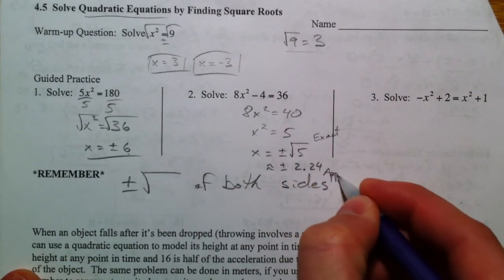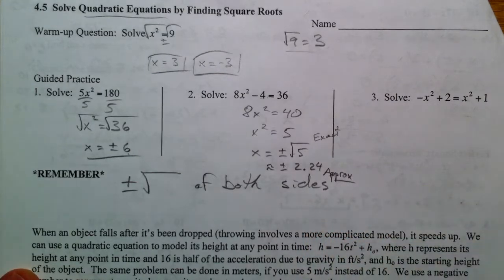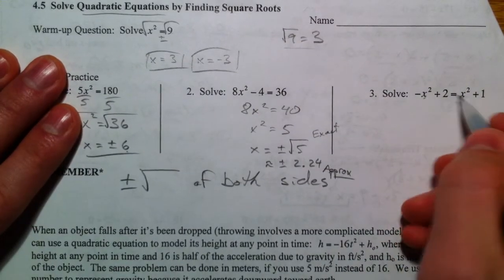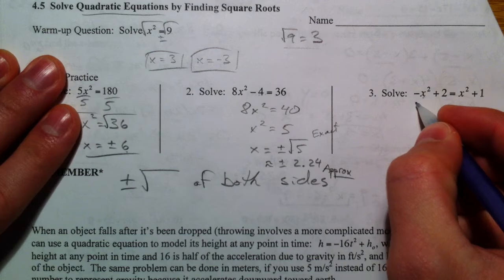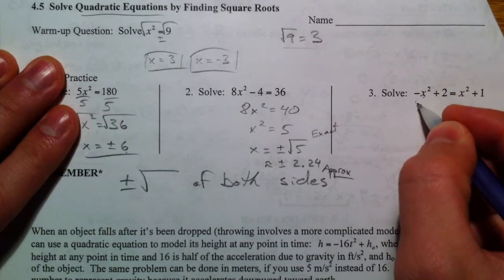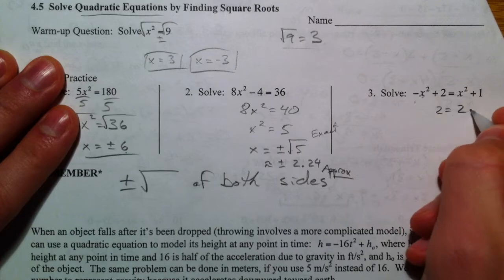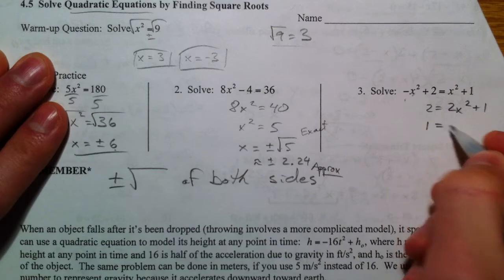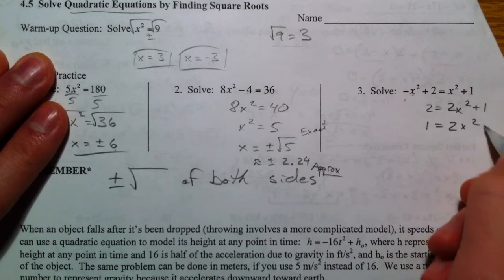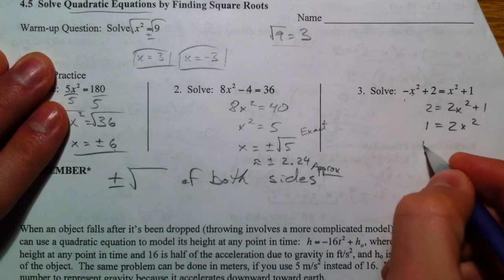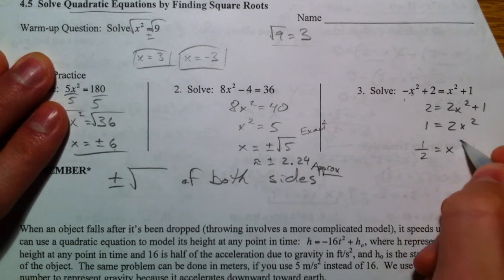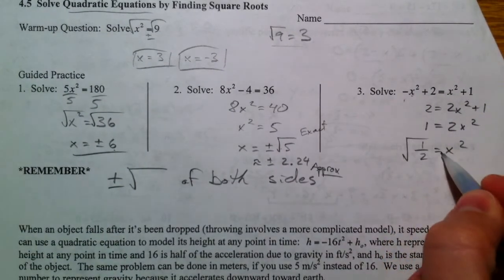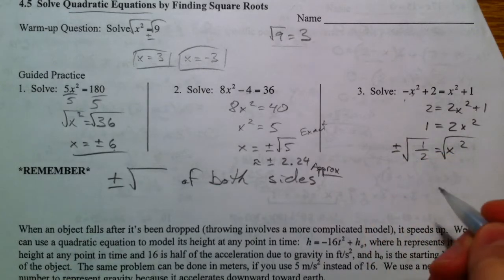We'll have times where we ask for both, because I'm going to show you how to find approximate answers graphically as well. So for this one, x squared on either side, so I'm going to add x squared. If you add x squared to both sides, it cancels it out on that side, and you get 2x squared plus 1. If you subtract 1, you get 1 and 2x squared. So now divide by the 2, you get 1/2. So 1/2 equals x squared. Now you take the square root of both sides, remembering plus or minus.